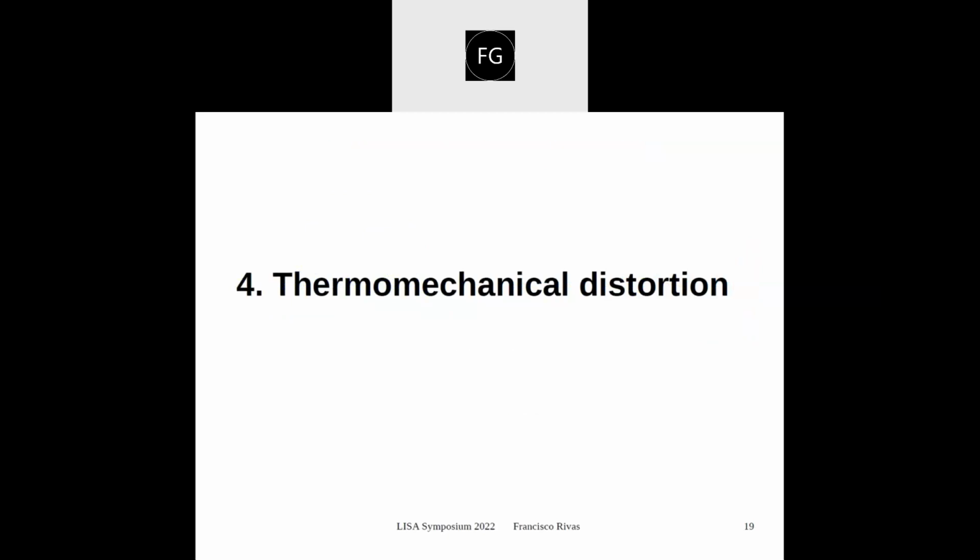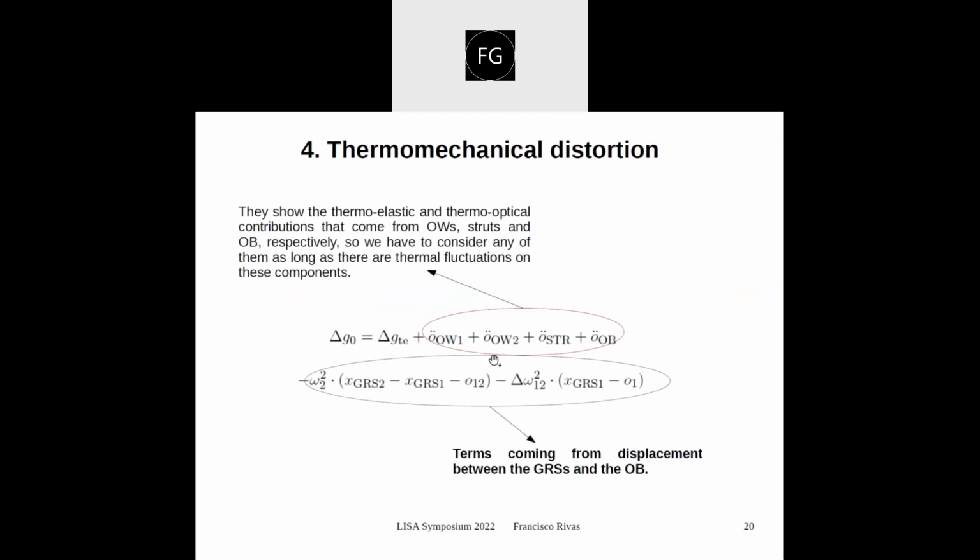Finally, we also observed during the noise runs carried out during the mission that a thermomechanical disturbance appeared, produced as a consequence of a relative movement between the optical bench and the gravitational reference sensor. This perturbation introduced a new term in our equation for the residual acceleration between both the masses, okay, this term, inside the blue circle.